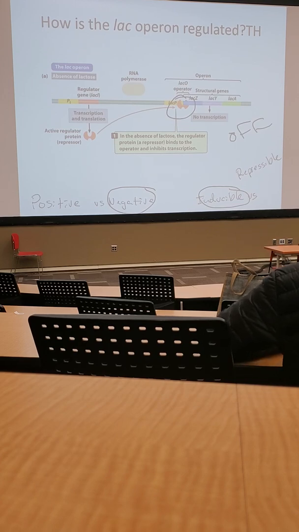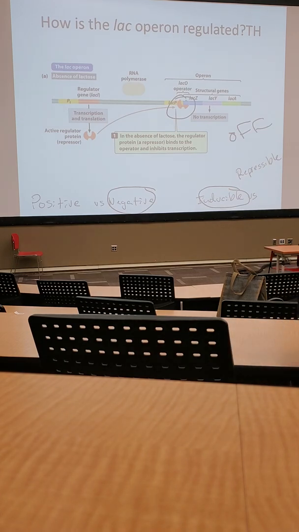So this would be negative inducible. The best answer here is negative inducible for the reasons we just gave. There's a repressor that's binding to inhibit transcription, so transcription is off. Then when lactose comes, it inactivates that repressor and transcription will turn on.